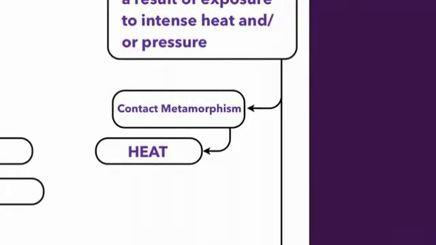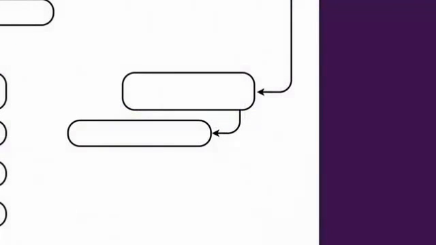Let's go back to our flowchart. So our second type of metamorphism is called regional metamorphism, and this is caused primarily by pressure.